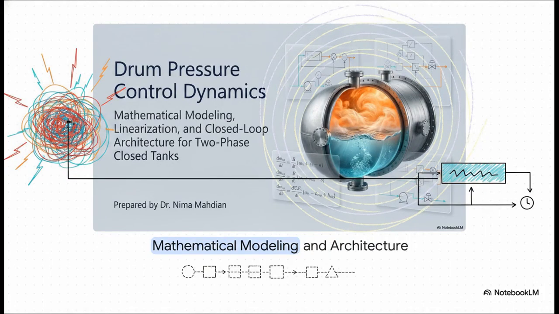Okay, let's dive into this. Our ultimate destination today is the mathematical modeling, linearization, and closed-loop architecture for two-phase closed tanks. We're going to take the raw, chaotic physical phenomenon of a boiling steam drum, the really turbulent stuff, and tame it into a clean, precise mathematical model. By the time we wrap up this derivation, you'll understand exactly how industrial power plants maintain their absolutely critical pressure balances, even under immense thermal stress.